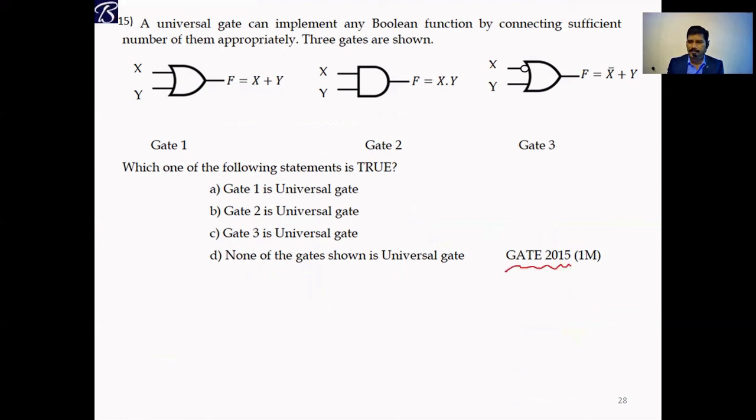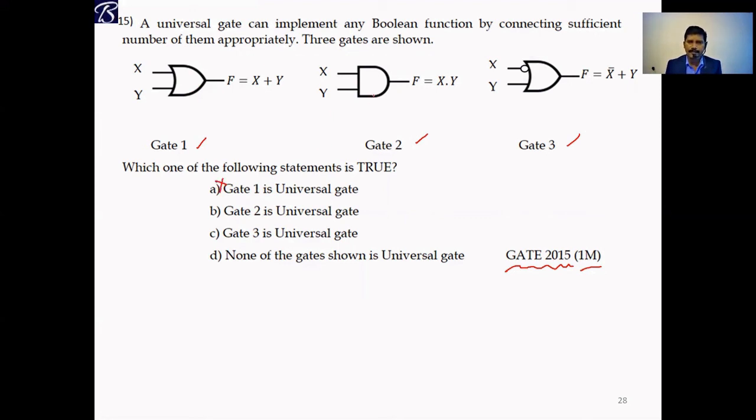This question was asked in GATE 2015 for 1 mark. A universal gate can implement any Boolean function by connecting a sufficient number of them appropriately. Three gates are shown: gate 1, gate 2, and gate 3. Which of the following statements is true? Gate 1 is a universal gate, whether it is correct or not. This is an OR gate, not a universal gate. Only NOR and NAND gates are universal gates. So option A is incorrect.